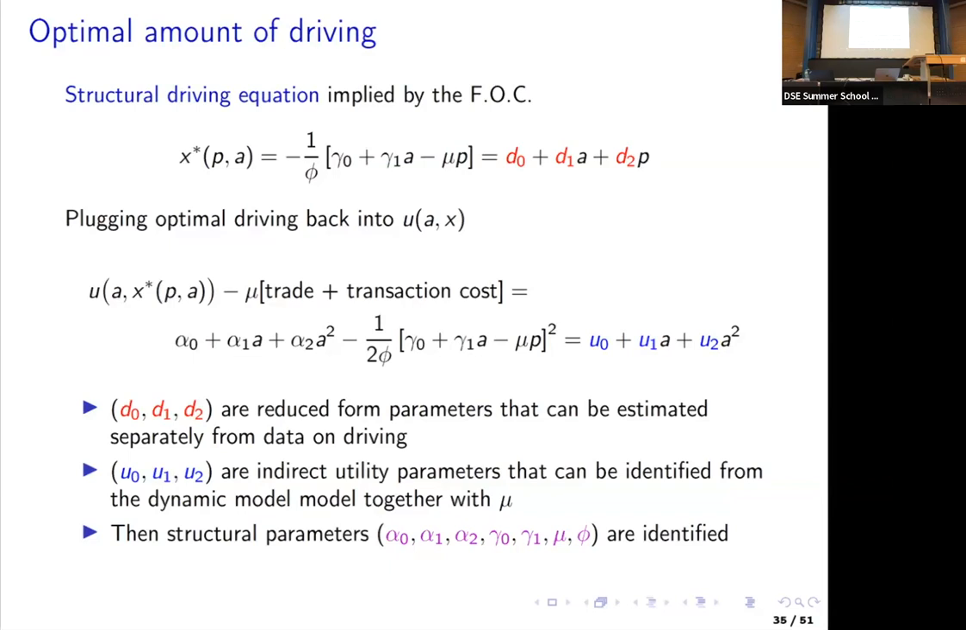But if that was not possible, then we would include the driving data into the estimation of the structural model, and that would complicate things a lot because we would not be able to write the likelihood function as a function of these transitions.